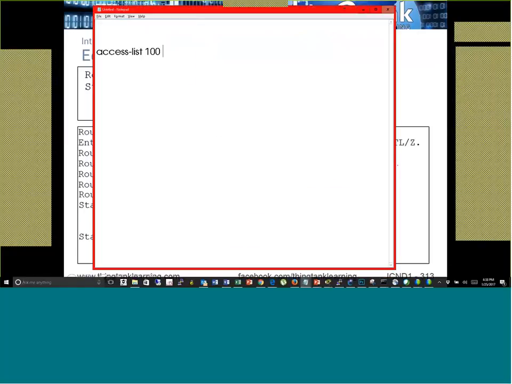Access-list 100. Permit TCP 10.10.10.0 0.0.0.255 any EQ 80. What does this access list do? We know it's an extended ACL because it has a 100, right? We know it's a permit rule. We know it's permitting TCP traffic that comes from the 10.10.10 subnet.